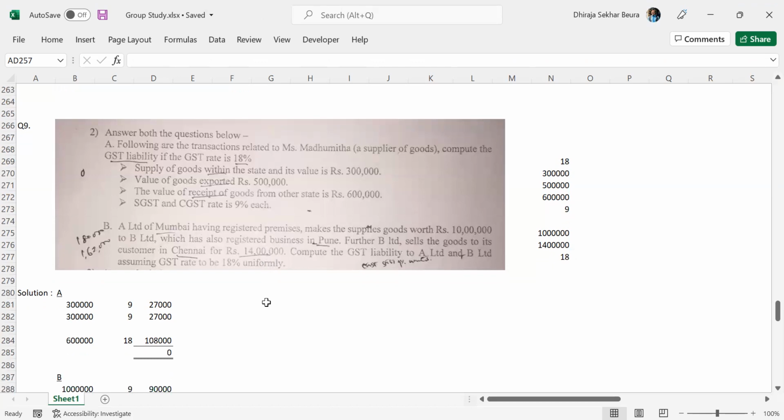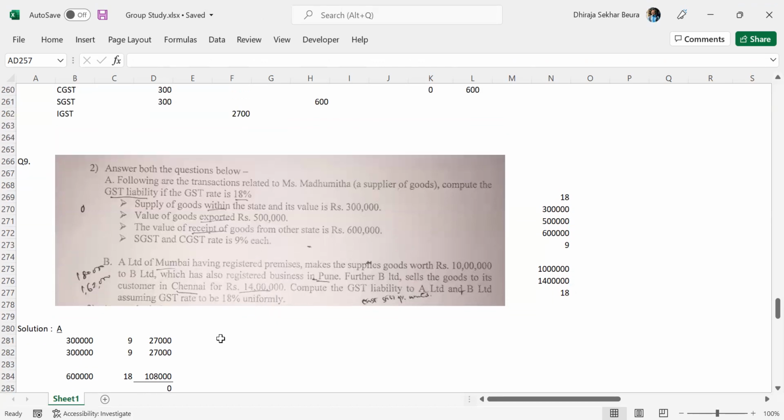Now let's calculate the GST payable. Simply, output liability is on 3,300,000, 9% comes to 297,000 as CGST liability and 297,000 SGST liability. As we got to know, export is completely exempt, so 0 on that. Receipt of goods from other state is 600,000. So on that we have input tax of 18% of 600,000, which comes to 1,08,000.